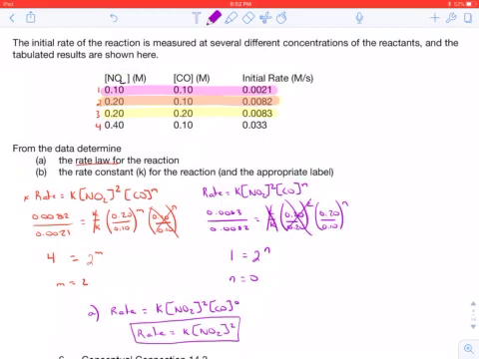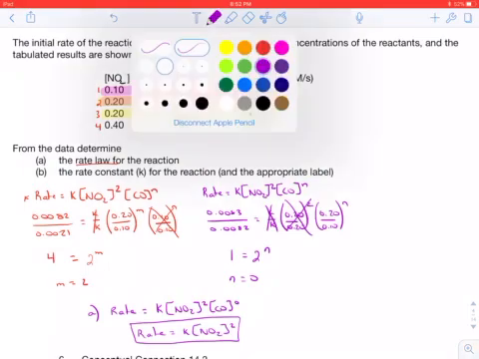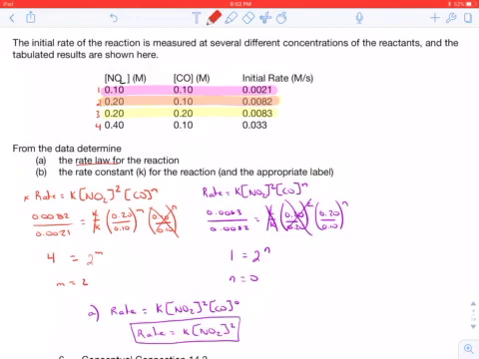Letter B says: the rate constant K for the reaction and the appropriate label. Well, rate constant means that it stays constant, so it will not change. So we should be able to choose any experiment up here, plug the numbers in, and for every experiment we should get the exact same number. So pick one that you like. So we've got rate equals K times our concentration of NO2 squared. We know our rate. Let's go ahead and use the first one because it seems simple.